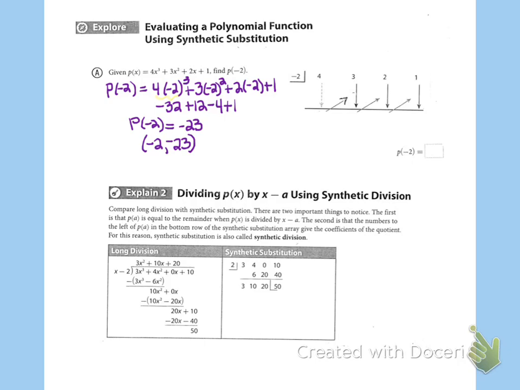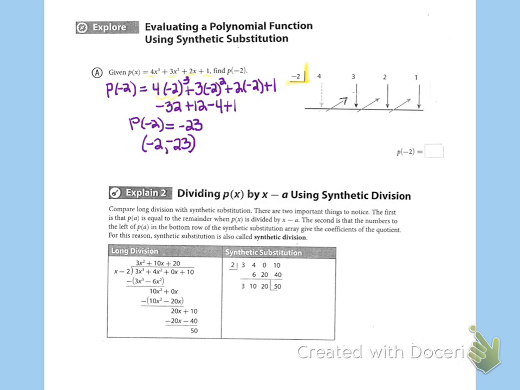Well, this is what it looks like. This right here is a synthetic substitution setup. So what exactly does each part of this mean? What we're planning to substitute in is this part right here, this negative 2. And you can see we took each of the coefficients of this polynomial, the 4, the 3, the 2, and the 1, and that's all you can see here in this little format. You see the 4 and the 3 and the 2 and the 1.